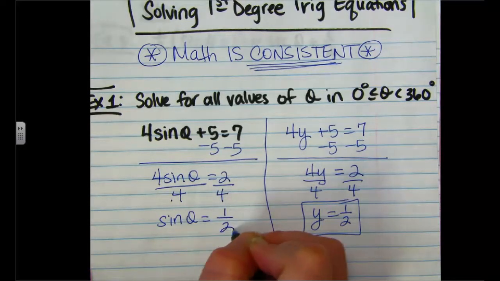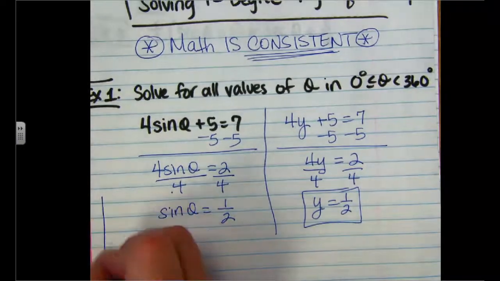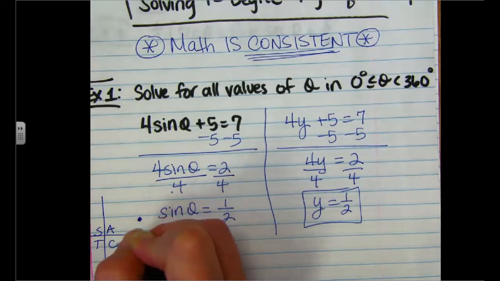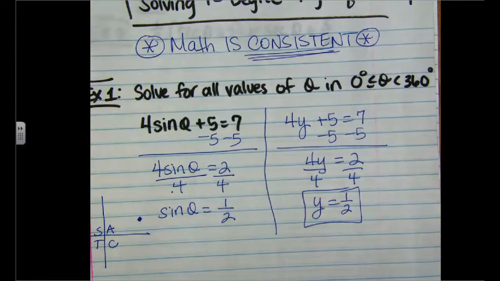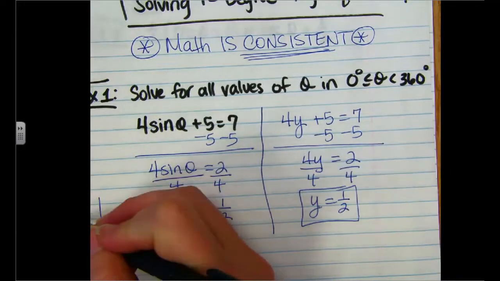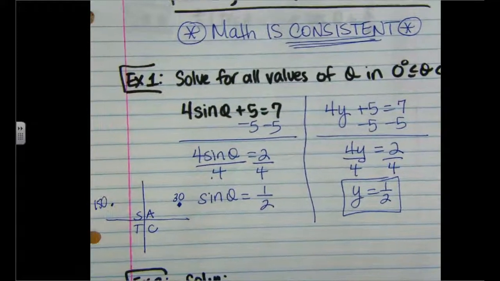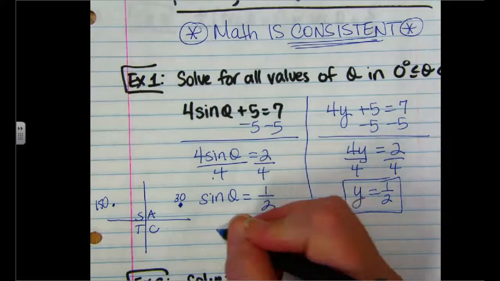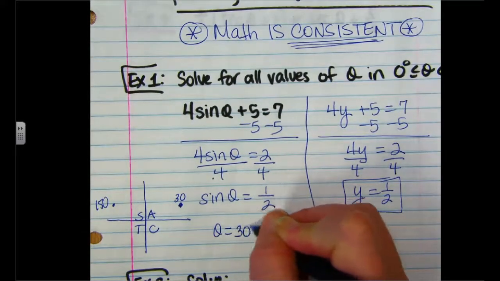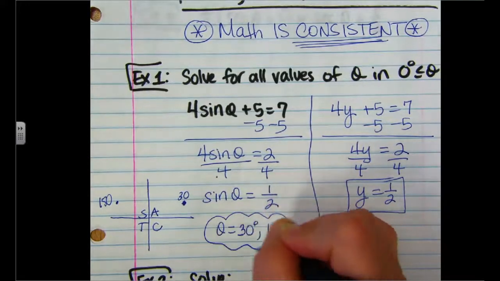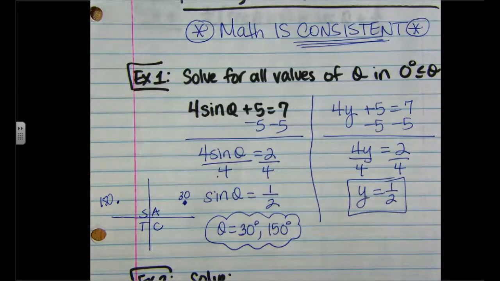But we need to find the values of theta. This is where your unit circle comes back into play. You need to remember that the sine of 30 degrees is 1/2. And then in quadrant 2, 30's child is 150, and that's where sine is also positive. So you'll get 2 answers. Here theta is 30 degrees and 150 degrees. Sometimes you'll be asked for radians. Read your directions carefully. Notice still no calculators necessary.